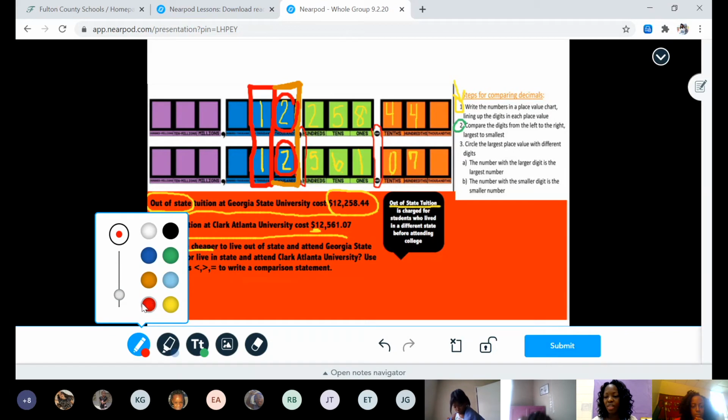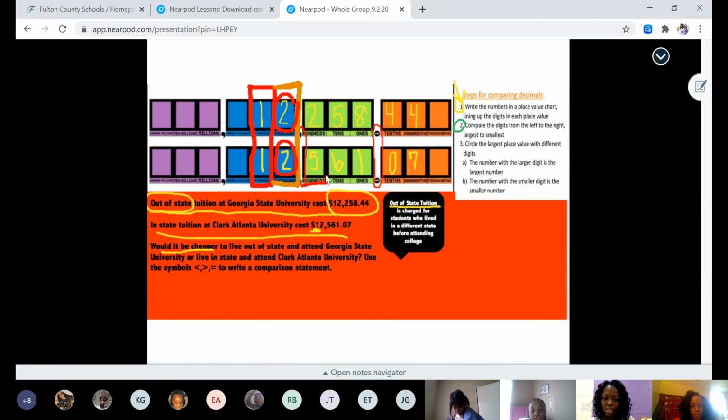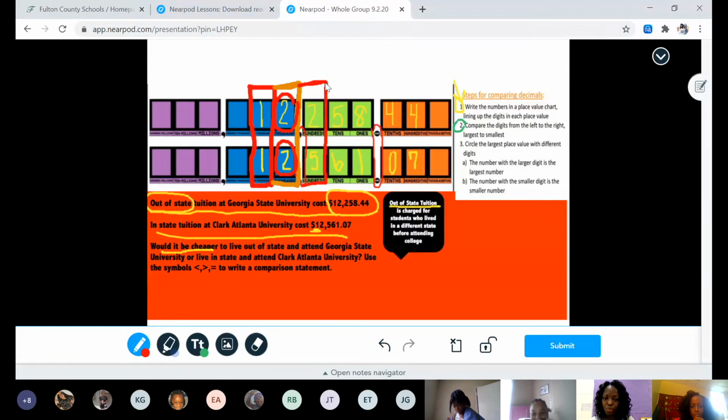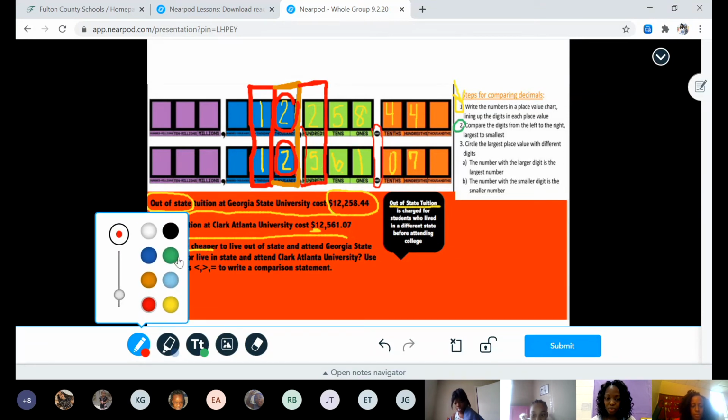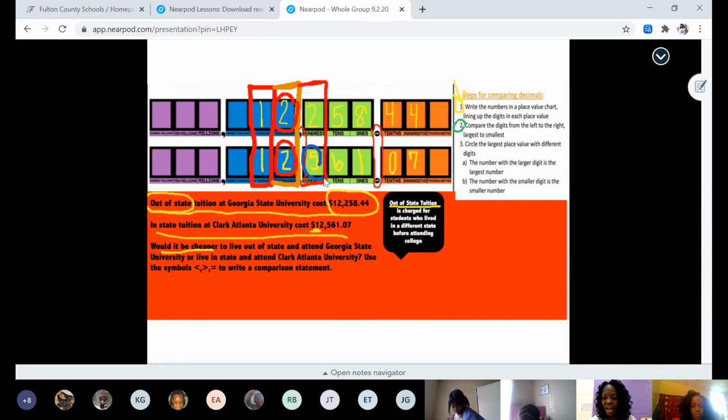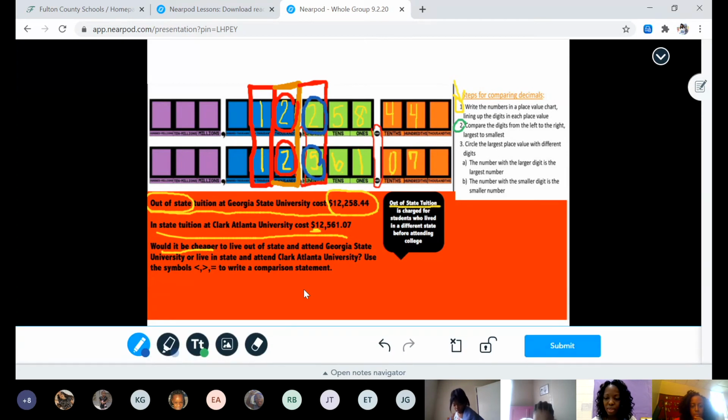This time we're going to check the hundreds place. And Ms. Baker is going to circle our digits for us. In the first number, we notice that we have the digit 2. In the second number, we notice that we have the digit 5. So our digits are different. So we're going to ask ourselves, 200s and 500s. Is 200s greater than, less than, or equal to 500s?